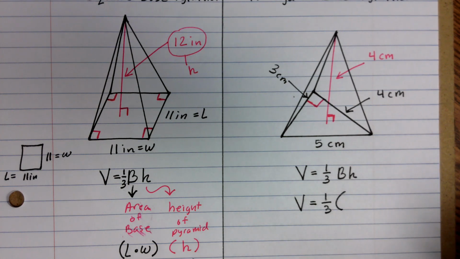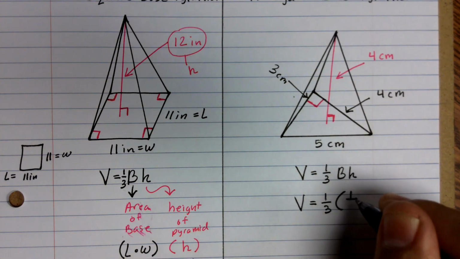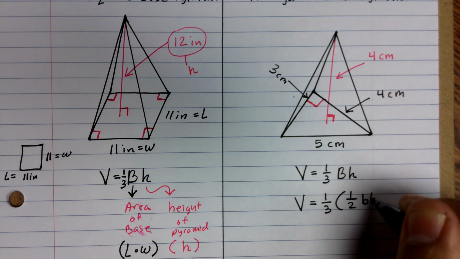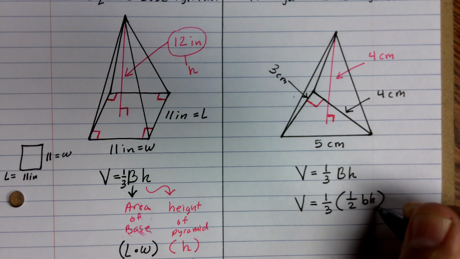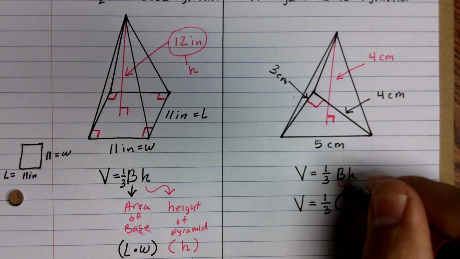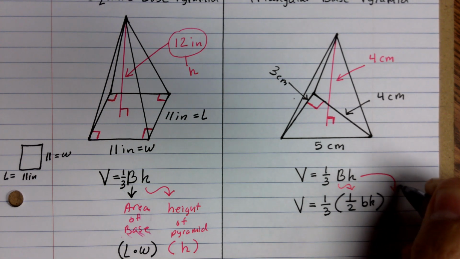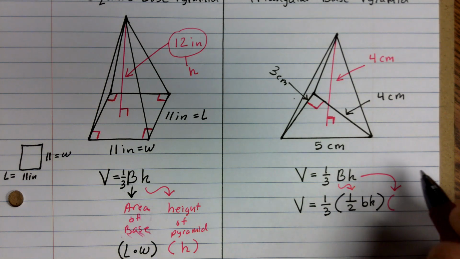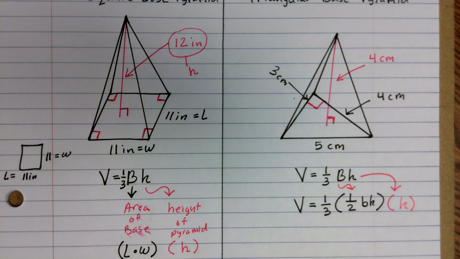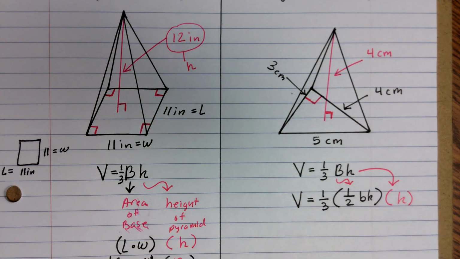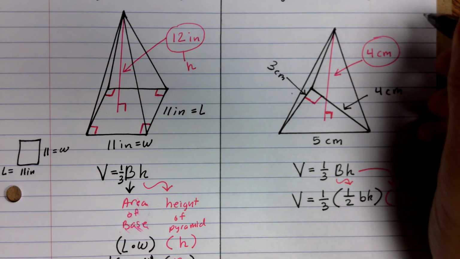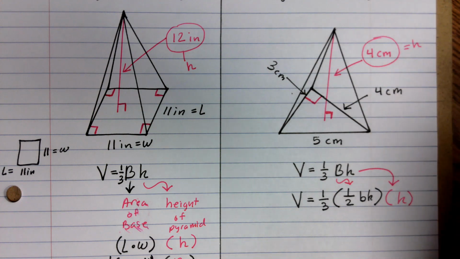And the way we find the area of the base for a triangle is we're going to do 1/2 the base of the triangle, so little b, times the height of the triangle. And this is all in regards to the base. So that's my area of the base. And then my H is going to be the height of the pyramid. So not the height of the triangular base, but the height of the pyramid. Alright, so we're going to substitute these values in. First of all, I'm just going to label this. The height of this particular triangular pyramid is 4.